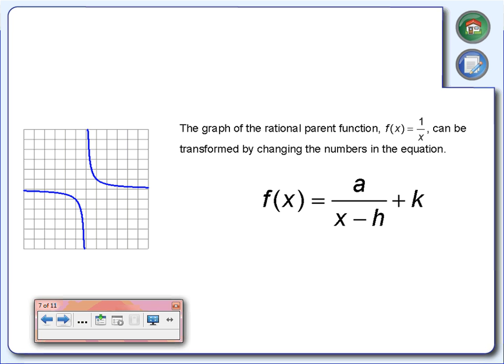All right, so our parent function again was f of x equals 1 over x. What we're going to be looking at is some transformations to that parent function. So here are a couple of things. We've got an a, we got an h, and we got a k. Each one of these is going to perform a different transformation on our parent function. A will do something to the graph, h will do something different to the graph, and k will do something else to the graph. The question is, what does each of those do to our graphs?